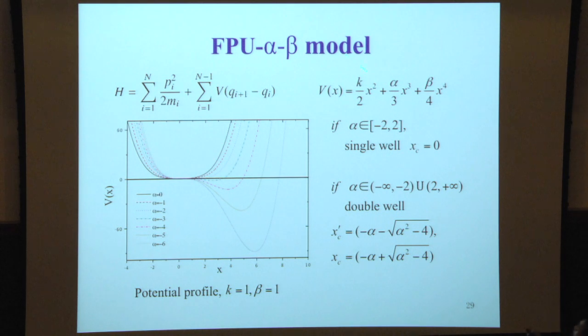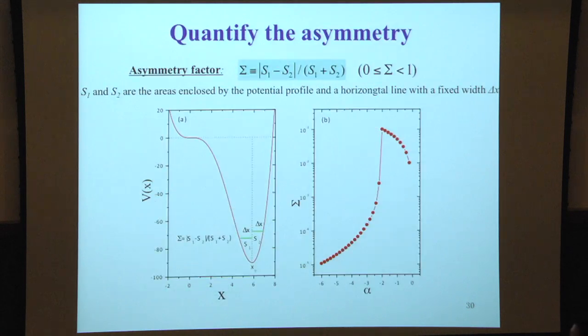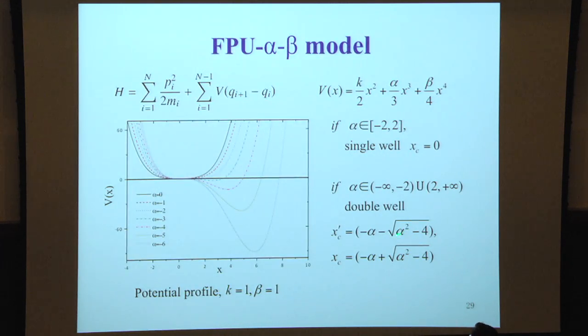Okay, so now we consider a pure alpha-beta model with the potential given here. This is a very typical asymmetric potential, and the asymmetry comes from the parameter alpha. A key property of this potential is that if alpha is in this range, it is a single well, and if alpha is in that range, it is a double well. This is a very important property of this system, and we see many effects that come from it. I freeze beta and k equal to 1.